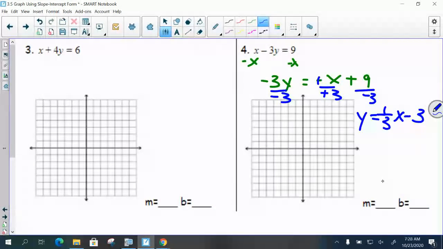All right, so here your slope is 1/3. And then your b value is negative 3. So we would plot negative 3 on the y-axis, and then a slope of 1 over 3. So go up 1, over 1, 2, 3, up 1, over 1, 2, 3, and then we could put a point on the left going down 1, over 1, 2, 3.